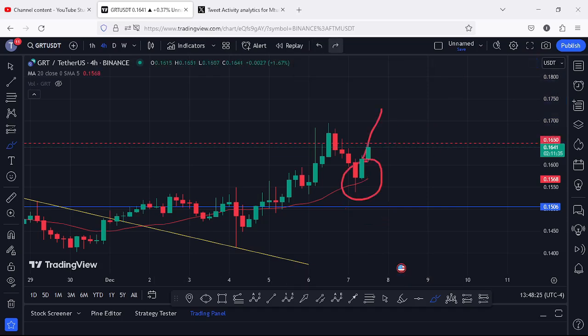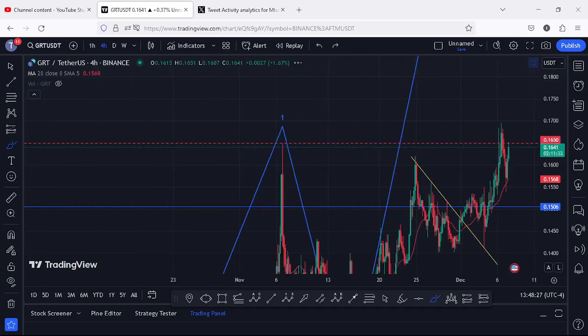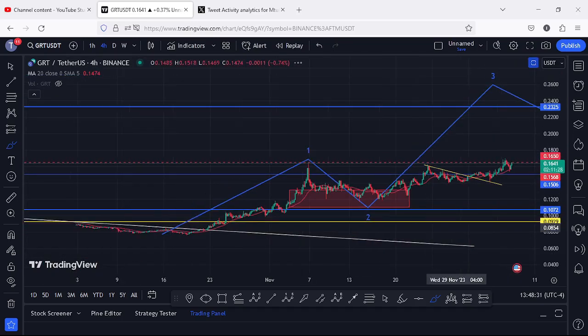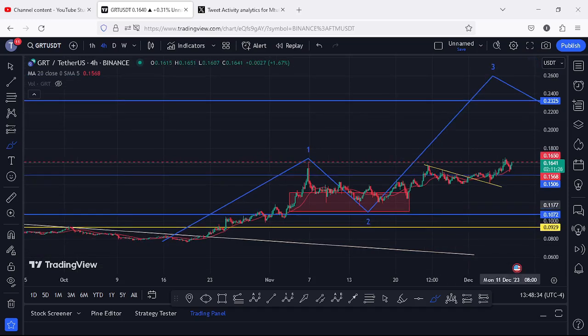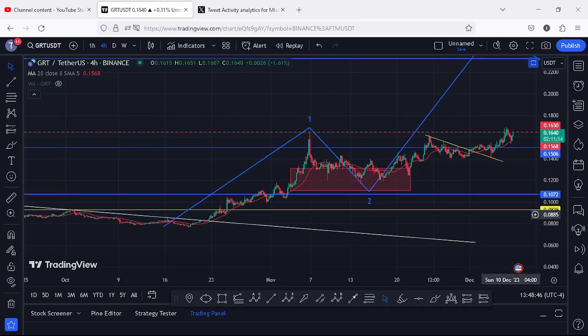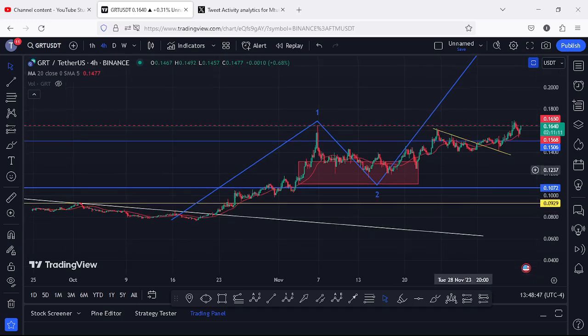GRT has also continued to obey the Elliot structures, and zooming out on the charts to first give you my short-term Elliot analysis, you can see that GRT gave us these significant lows on the 19th of October before we saw this aggressive move to the upside, giving us a high above the $0.165 mark in what I'm now terming as the formation of this Elliot wave count 1.